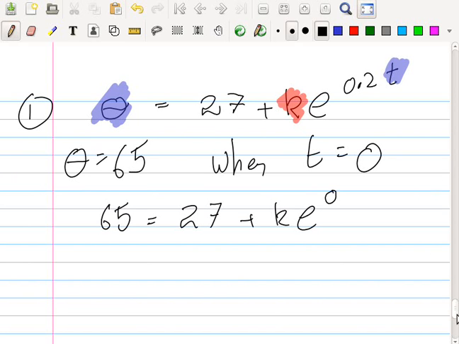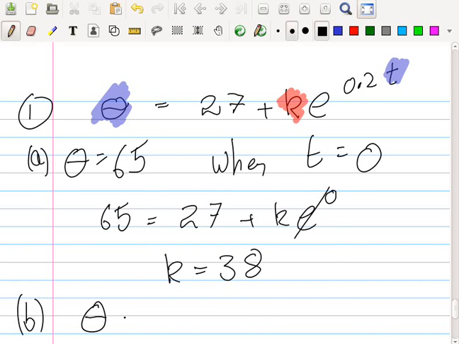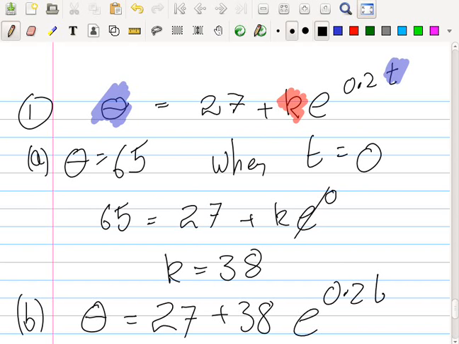Okay. What's e to the power of 0? 1. So k is just 65 minus 27, which is 38. So that's the k. So that's part A done. So you know what the k is now. Temperature equals 27 plus 38 e power minus 0.2 t.